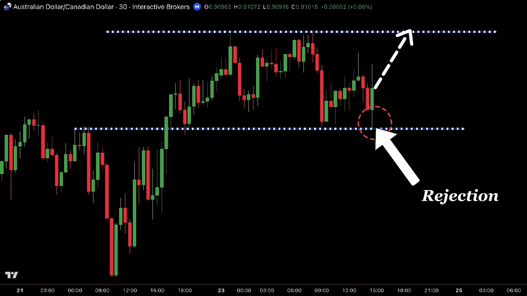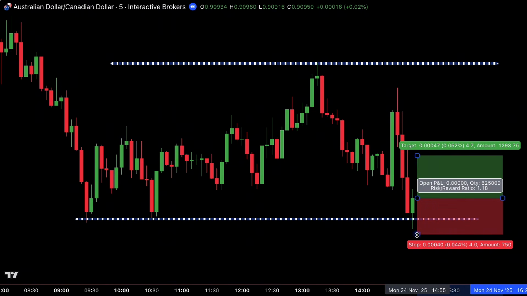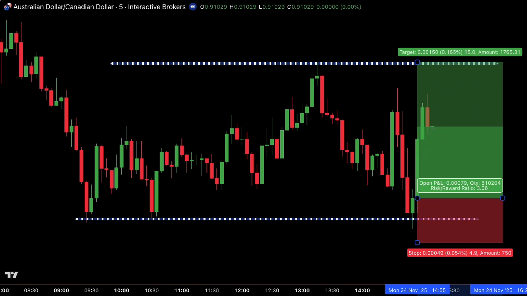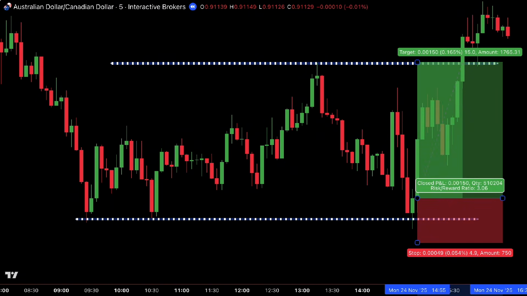Now we return to the 5-minute chart to execute the setup. Entry, at the close of the candle that formed the liquidity sweep. Stop loss, placed below the sweep. Target, the next resistance level. Look at what happened next. Price moved upward immediately and hit the resistance level, reaching our target exactly as expected. Another clean example of how liquidity sweeps reveal institutional reversal zones with high precision.